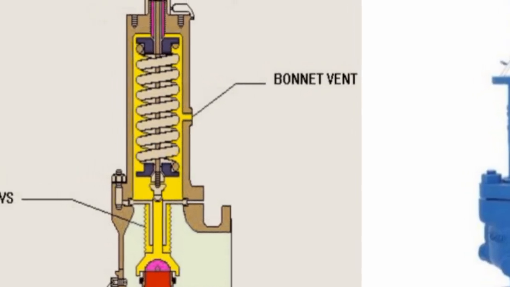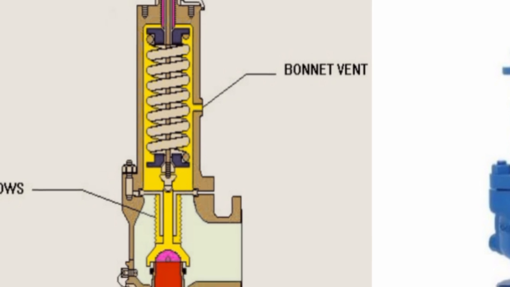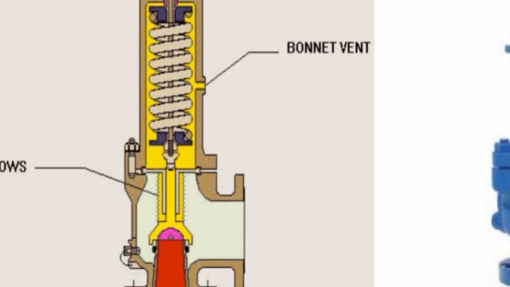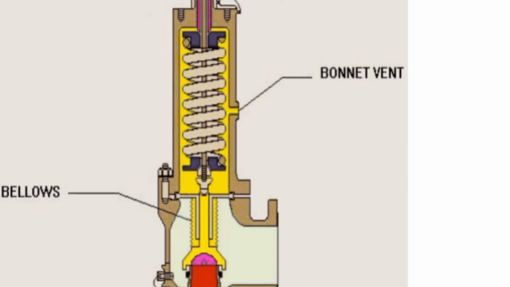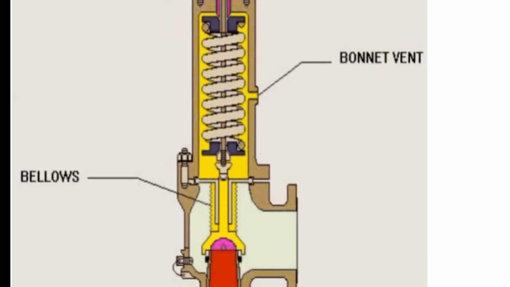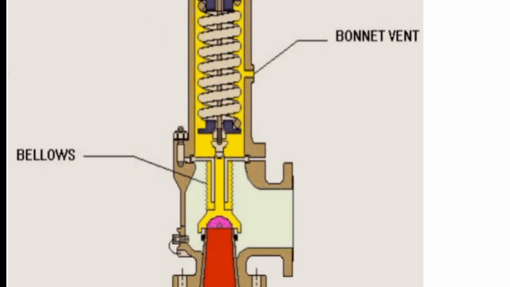It is not used directly in slurry lines but may protect systems that feed or drain slurry. This valve is a safety device used to protect people and equipment from overpressure in steam, gas, and oil systems.